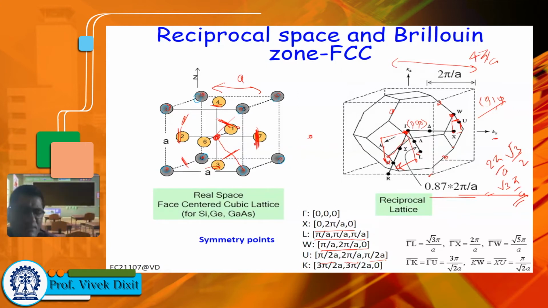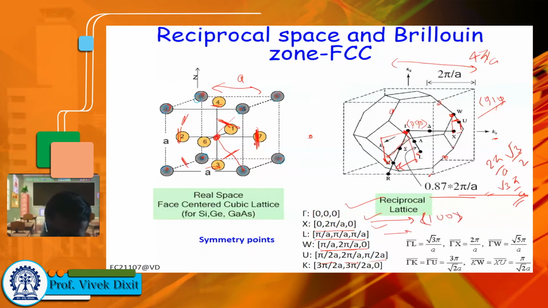So the most important ones that we will deal with are gamma, X, and L. Now X is called 100 or 010, right? 100 direction, and L is called 111 direction. Okay, so please remember these three only: gamma, X, and L. 100 direction and 111 direction.